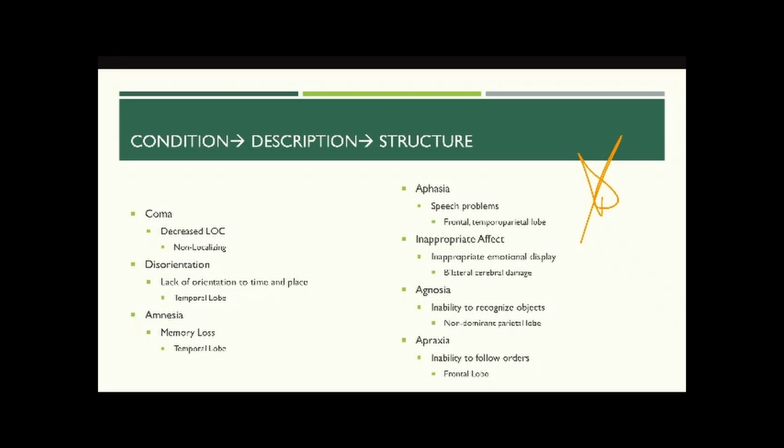Inappropriate affect. Inappropriate emotional display, it's usually a bilateral cerebral damage. Agnosia, inability to recognize objects. So let's say you give a person a pen in the right hand, and they can't recognize it. It's a non-dominant parietal lobe.